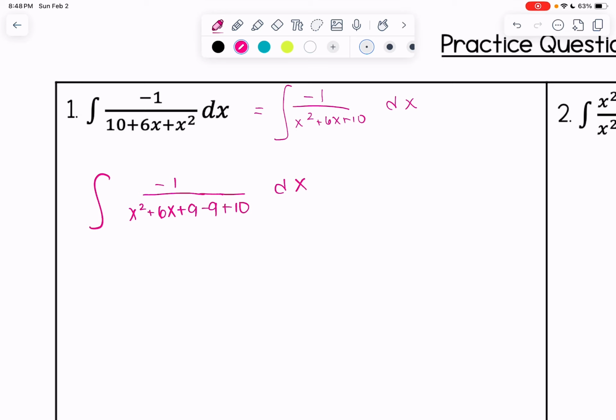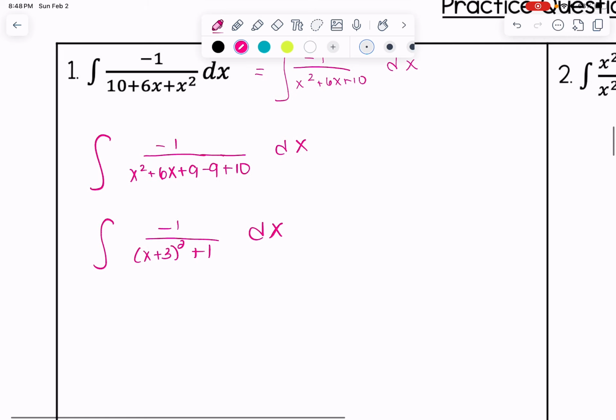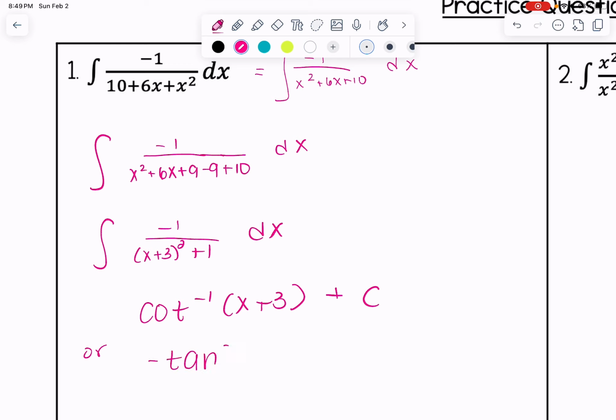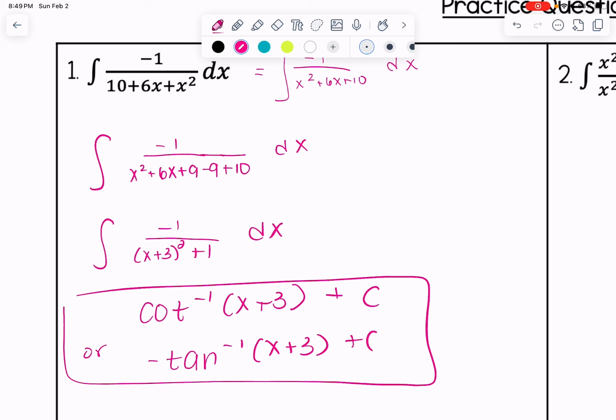plus 10 dx. I'm going to rewrite this as negative 1 over x plus 3 squared plus 1 dx. And now since we have the negative in the numerator here, I'm going to say that this is inverse cotangent of x plus 3 plus c. But just note that we could also have negative inverse tangent of x plus 3 plus c. Either of those two answers would technically work.